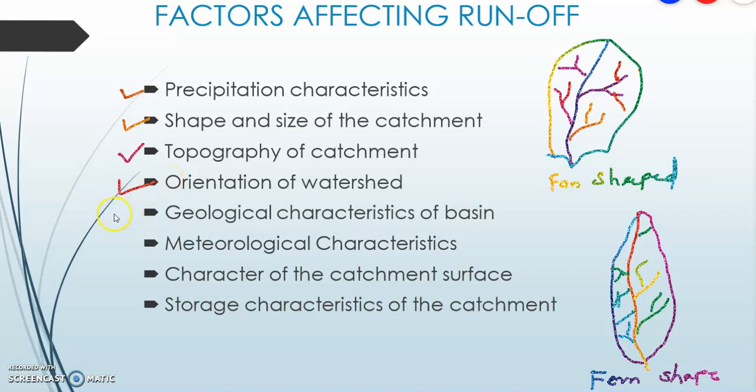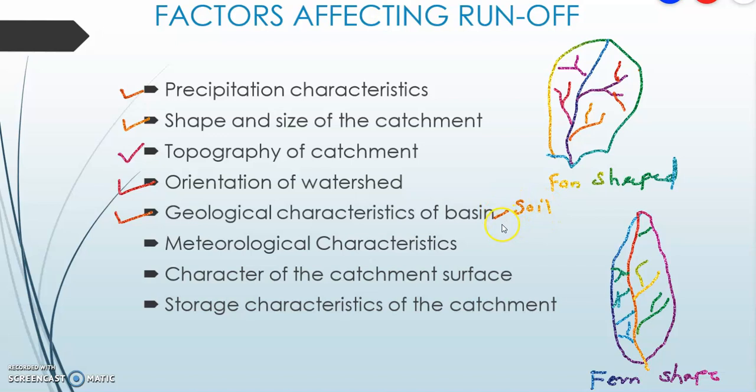The next point is about the geological characteristics of the basin. Geological characteristics of the basin is nothing but the type of soil. Suppose there are different types of soil, like sand, silt, clay, which have different permeability. So we can connect with the example of soil. Different soils have different infiltration rates as well.